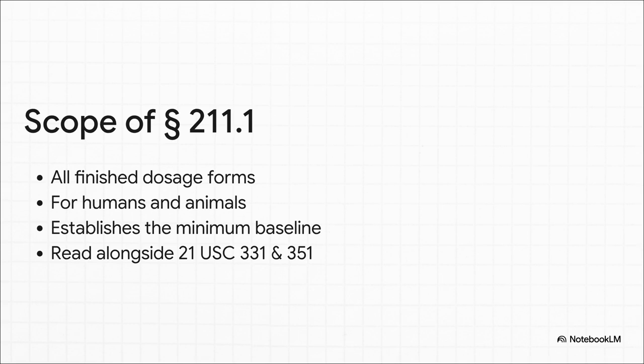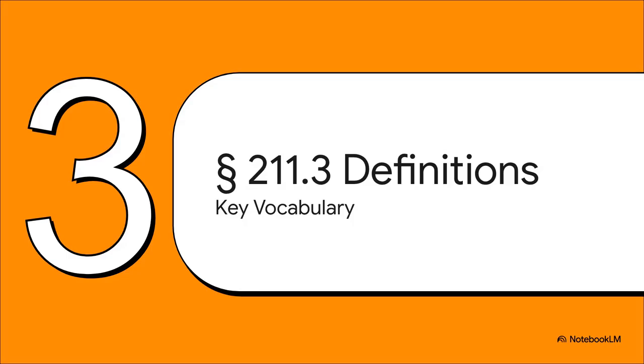Whether we're talking about manufacturing human tablets or sterile veterinary injections, Part 211 establishes the absolute minimum baseline inspectors are going to expect. And crucially, you have to read this alongside the broader Federal Food, Drug, and Cosmetic Act, specifically 21 U.S.C. 331 and 351. Which brings us to Section 3. Section 211.3 definitions are key vocabulary.